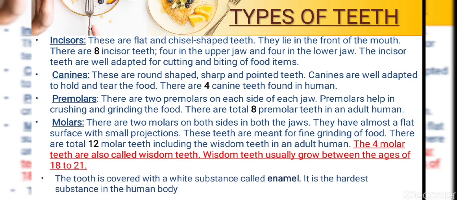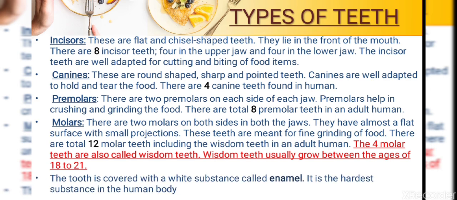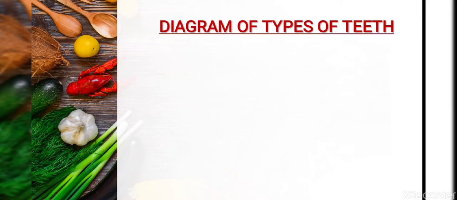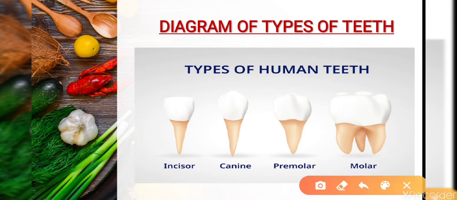Students, our teeth are covered with a white substance called enamel. This enamel helps in the protection of teeth from tooth decay. And it is the hardest substance present in our body. Here is the diagram of types of teeth. First, the incisors, which are flat in structure. Canines have a pointed and sharp end. Premolars and molars are also flat and broad in structure with some projections.